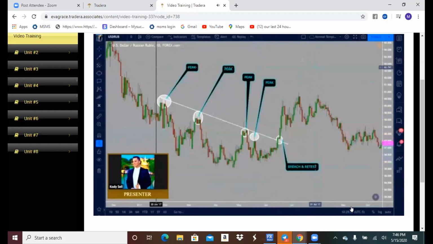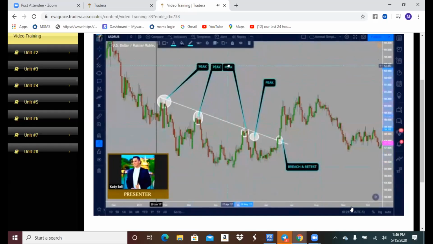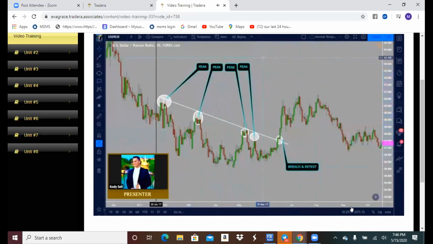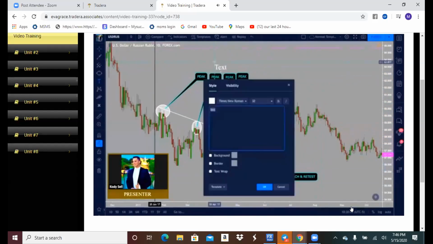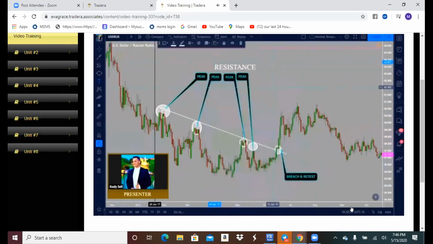Now another word for peak, we keep using the word peak so that everyone understands that these are the highs of the market that are creating this trend line here in this downtrend. But another word for all of these is what? Resistance. This is the market's diagonal resistance.